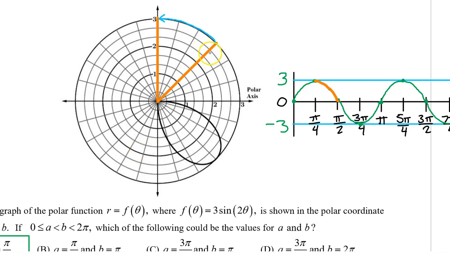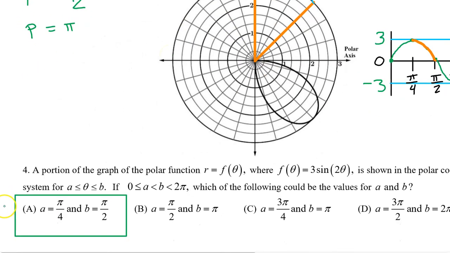Therefore, on the interval from pi over 2 to pi over 4 on the polar graph, we should see a portion of f of theta, and we don't. So that means option A is not the answer.